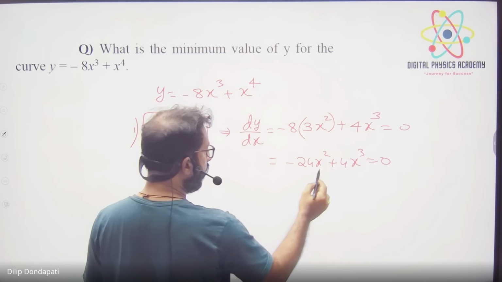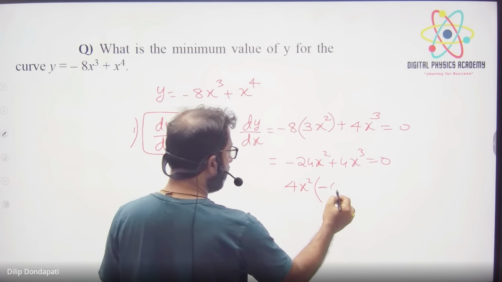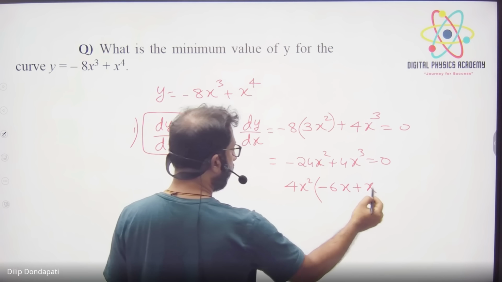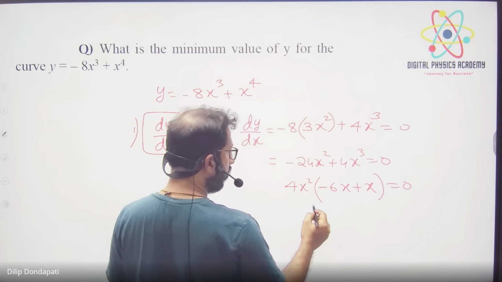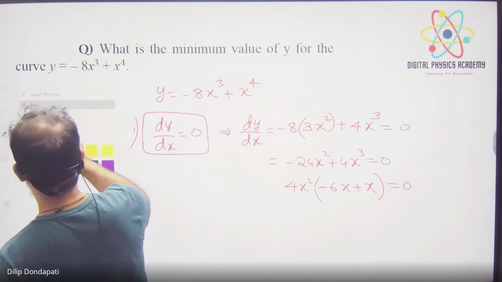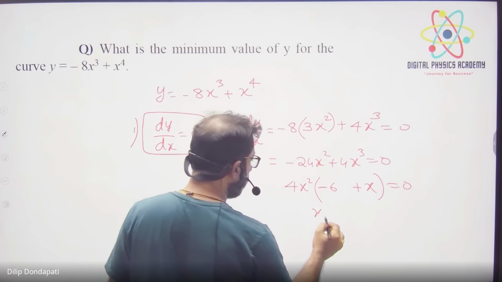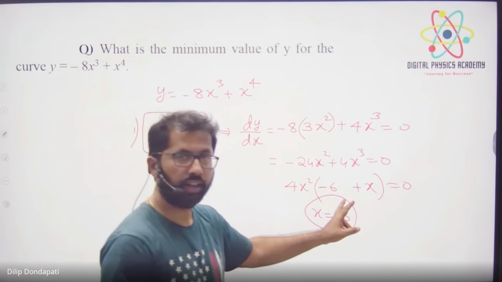So now you take common, factorize. 4x square you take common. So what will be left? Minus 6 plus x, right? 4x square is there, times (x minus 6), equal 0. That means this whole thing will be 0. So we can take x square, and x will not be there, right? Therefore x equal to 0 or 6. You understood it here?